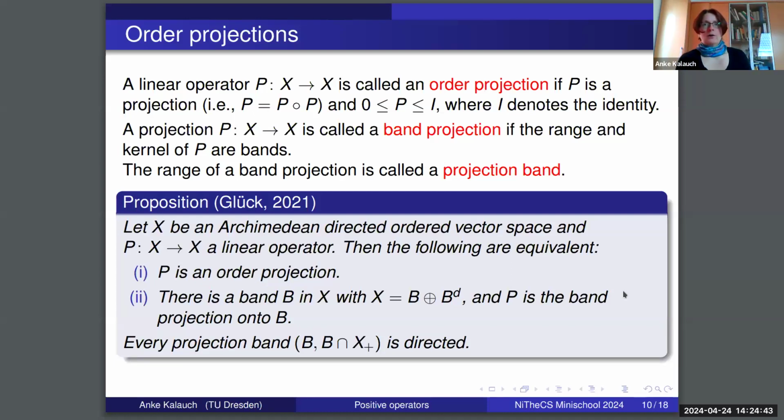And there are two descriptions of this. And it was well known that in lattices, they are the same. In ordered spaces, it was not so clear in the beginning. But at the end, it turned out they are the same as well. So let's start. An operator P from x to x is called an order projection if it is a projection and it is positive and less equal the identity. So these are those projections that are in the order interval from 0 to identity in the space of operators equipped with the cone of positive operators. So here I need the inequality of operators to describe order projections. And on the other hand, a projection is called a band projection if the range and the kernel are bands. And in this case, the range of a band projection is called a projection band.